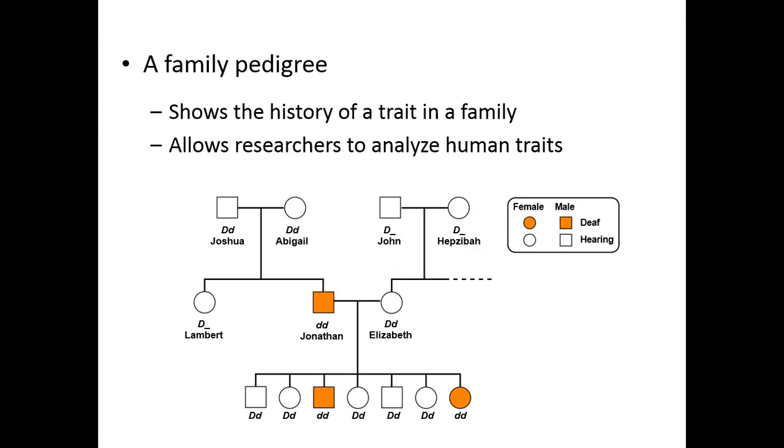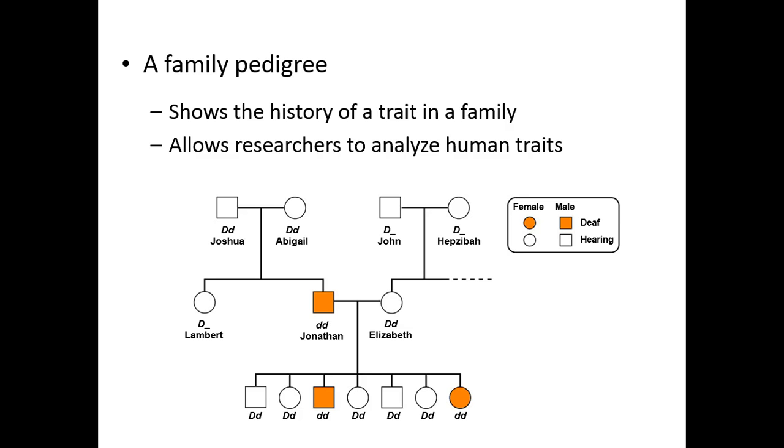We also use family pedigrees. These show the history of a trait in the family, and they allow researchers to analyze human traits. So typically we use a circle to represent a female, a square to represent a male, and we color in the shape if the person has the trait that we're interested in. And this allows us to go through the family tree and establish who's heterozygous and who is homozygous.